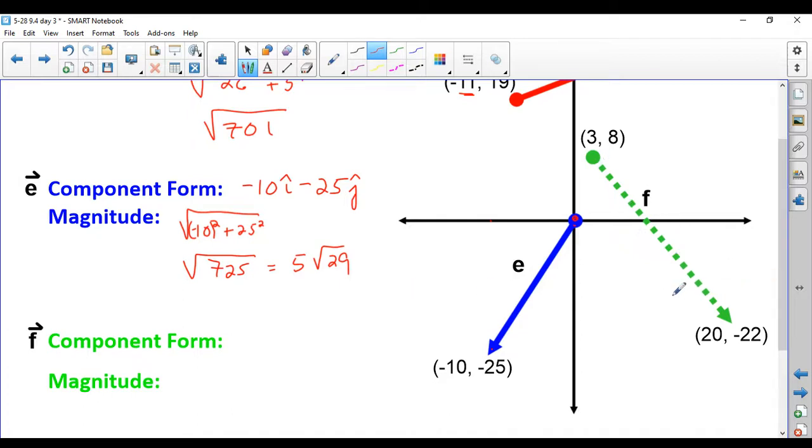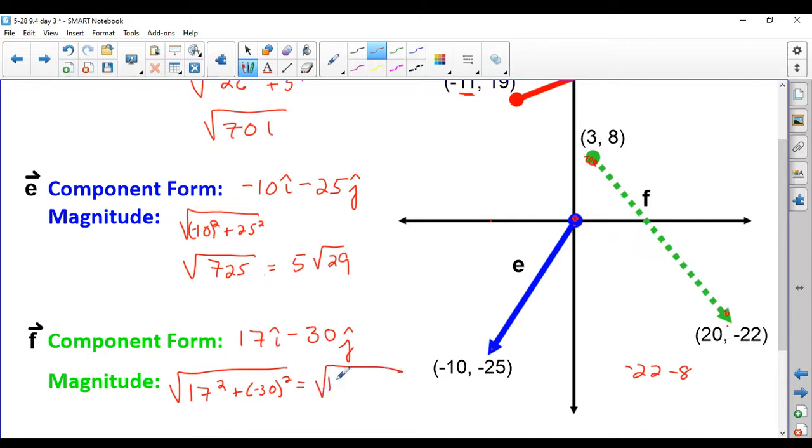One more to find, vector F. Again, I start at (3, 8) and I end at (20, -22). I'm starting at 3 and ending at 20, so I'm going to the right by 17, and I'm going down from 8 to -22. If you can't figure it out in your head, take the final y minus the initial y, and you get that this is minus 30 j hat. Magnitude, square root of a squared plus b squared, which is the square root of 1189, which I'm going to leave just like that.